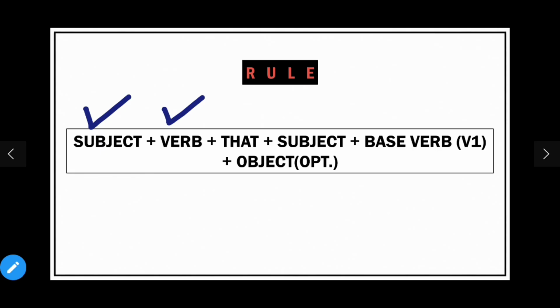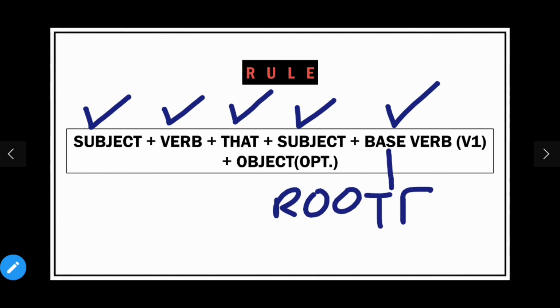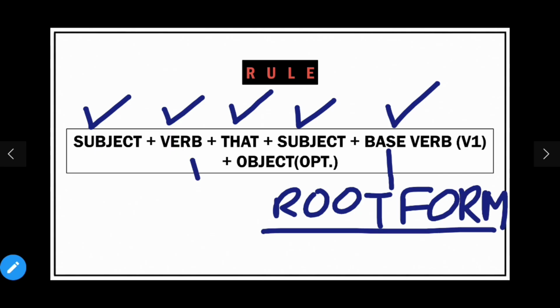Like sometimes we say it's essential, it is suggested, it is recommended, like that. Then that, then again a subject, then the base verb or main verb, meaning root form or V1 form, and then an object, which is optional. So what we know here so far: subject plus verb plus that plus again subject plus base verb, which is V1 form, and then object, which is optional. Base verb means the root form of the main verb, which is the simplest form, like go, drink, see, like that.